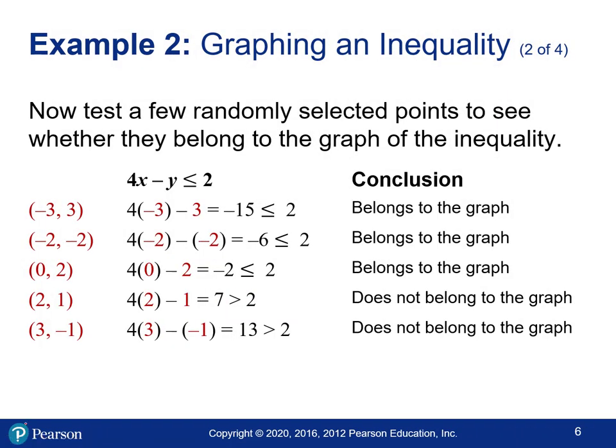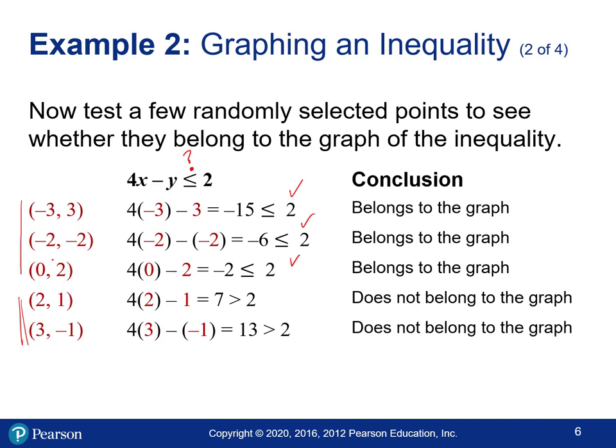Alright, so what you do after that is you just take some numbers and you test them. So you plug in some points from your graph and you plug them into the inequality, and then you ask, is it true? Is it going to be, in this case, less than or equal to 2? And so for 3 of these points, this was true. These values were all less than or equal to 2. But these 2 points down here, these were not true. They were greater than 2.